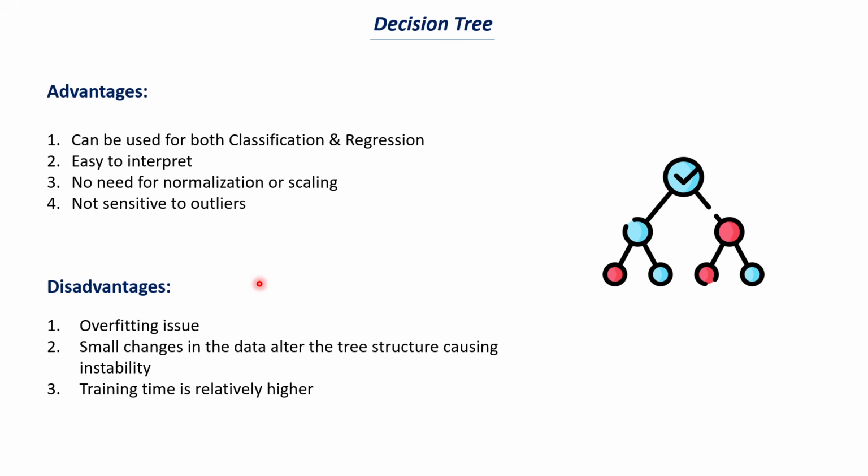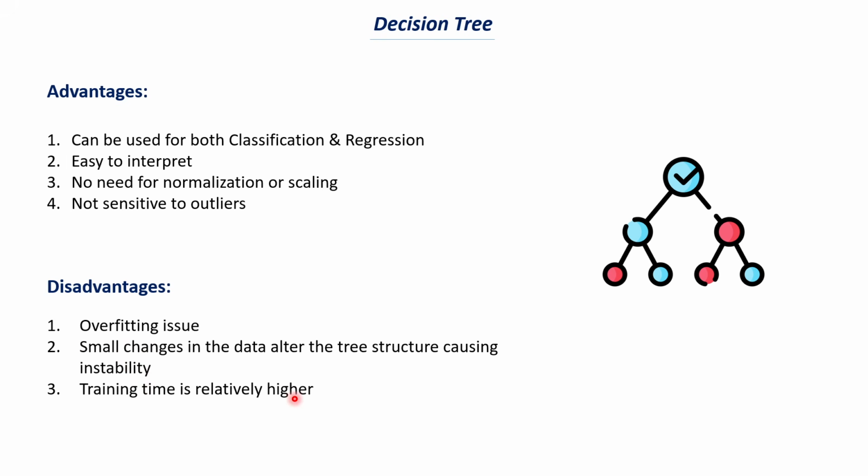If we consider the disadvantages of the decision tree, it has this overfitting issue where you will get high accuracy for training data, but the accuracy on test data will be low. And again, small changes in the data may alter the tree structure, causing instability. Instability means you may get different results, because if the values are changed by a small factor, then the result will change by a huge factor. That's what I mentioned by this second disadvantage.